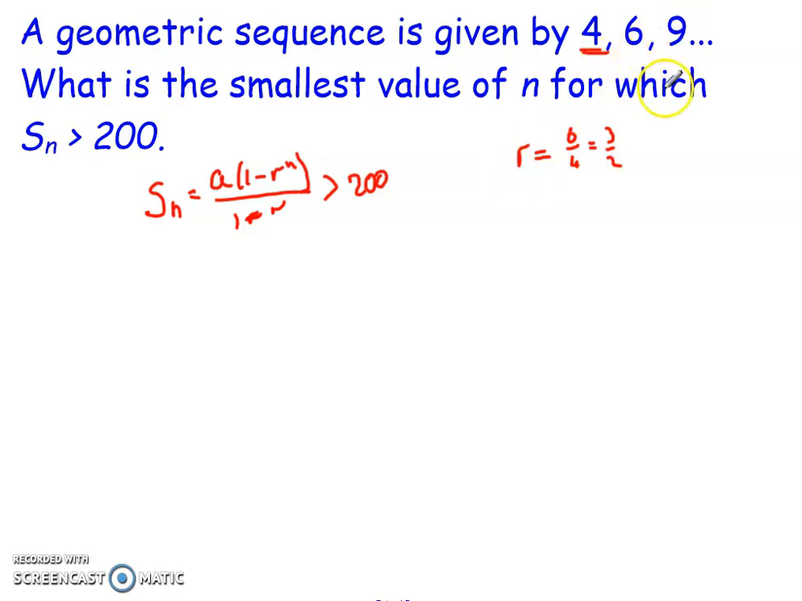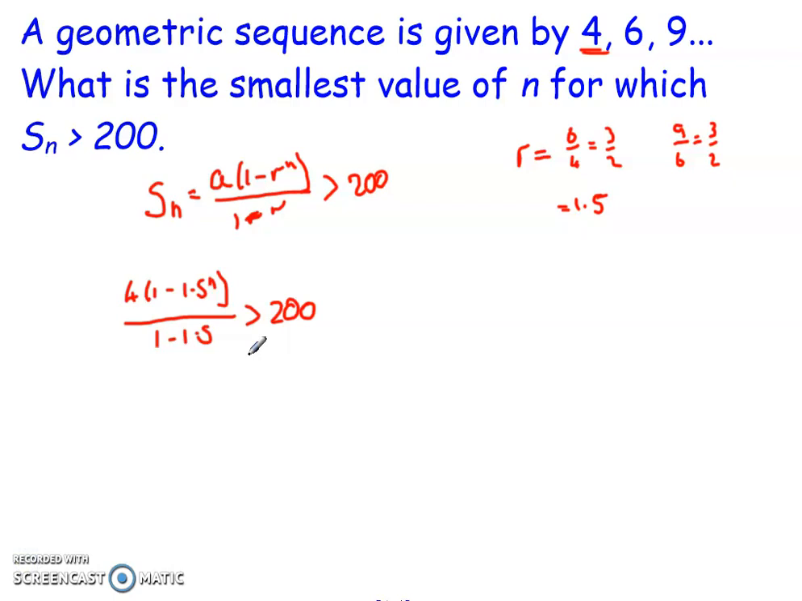Again, we could do it from the second one. We could have 9 over 6, which again would give us 3 over 2. So my common ratio is 3 over 2, or 1.5. So what I now have to do is substitute this into here. So from that, I want 4 bracket 1 minus 1.5 to the n, all over 1 minus 1.5, bigger than 200. So I'm looking for a value of n that satisfies this inequality here.